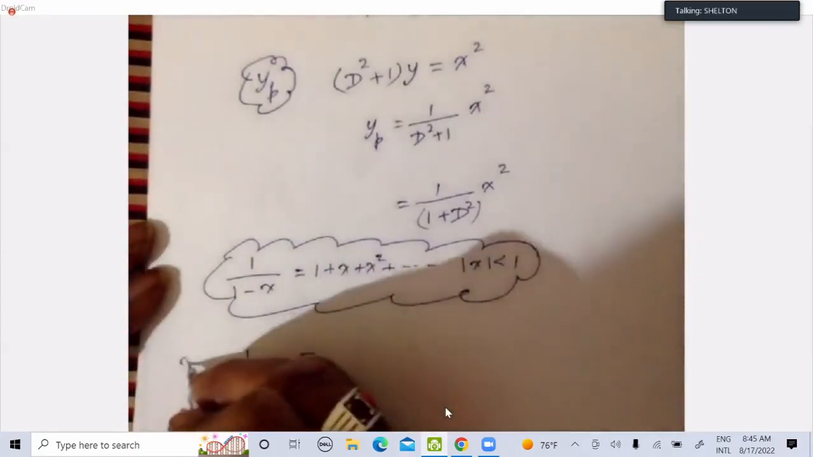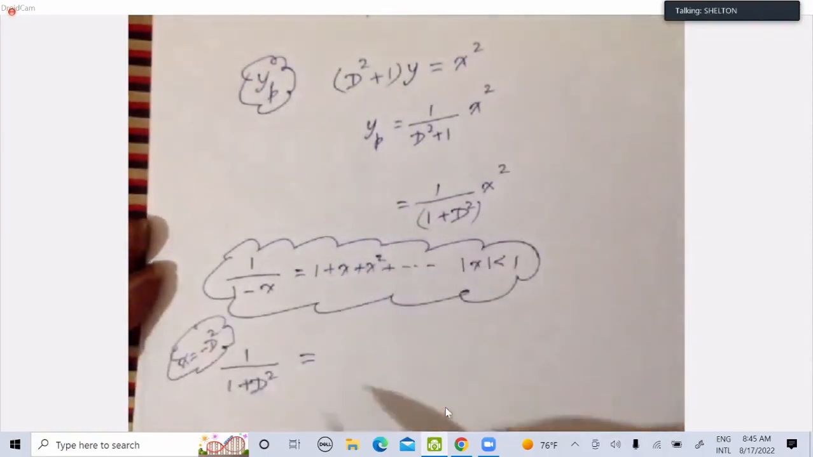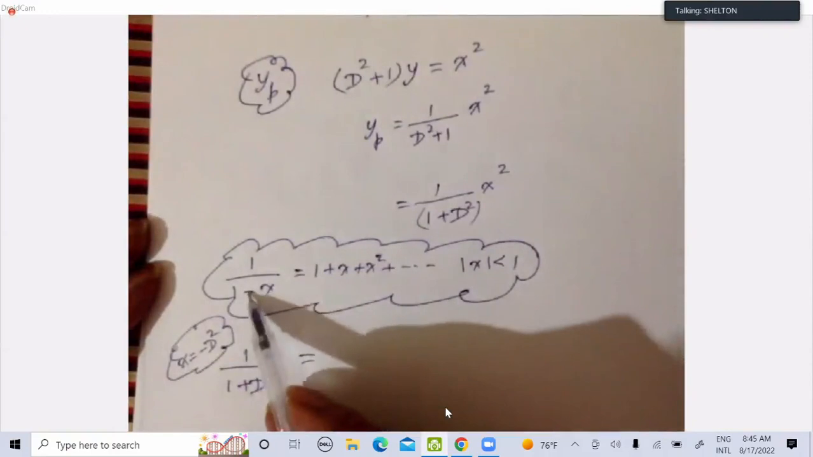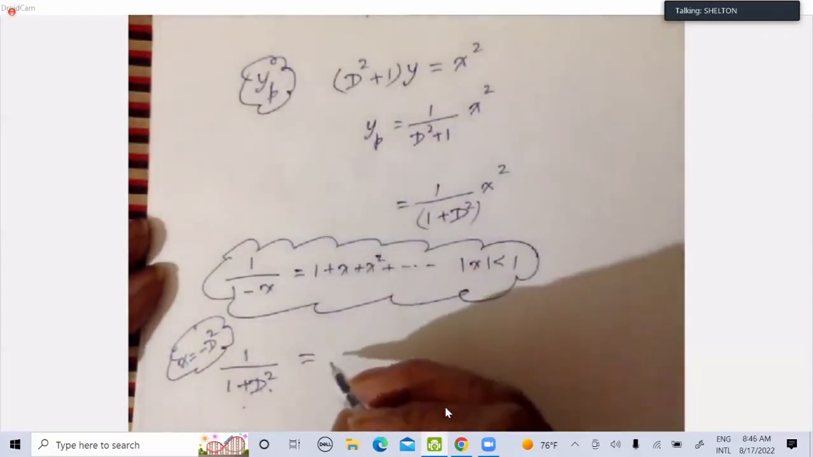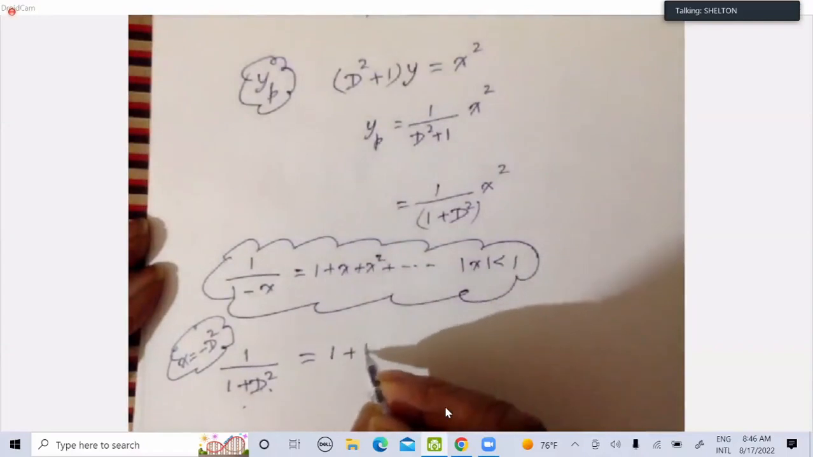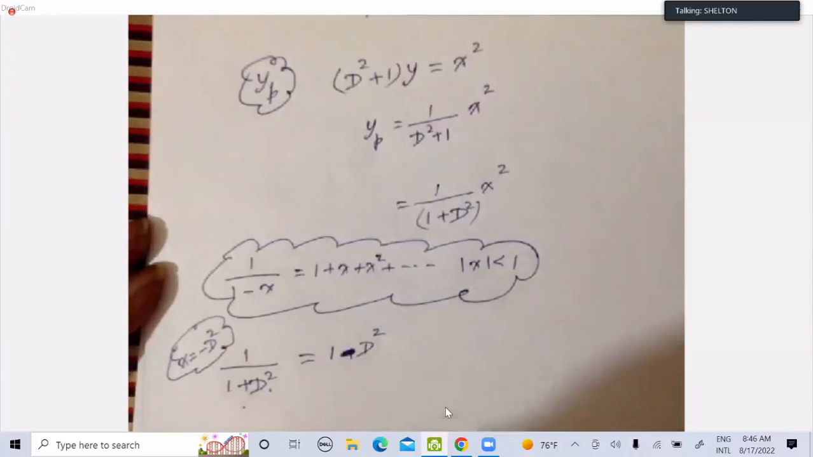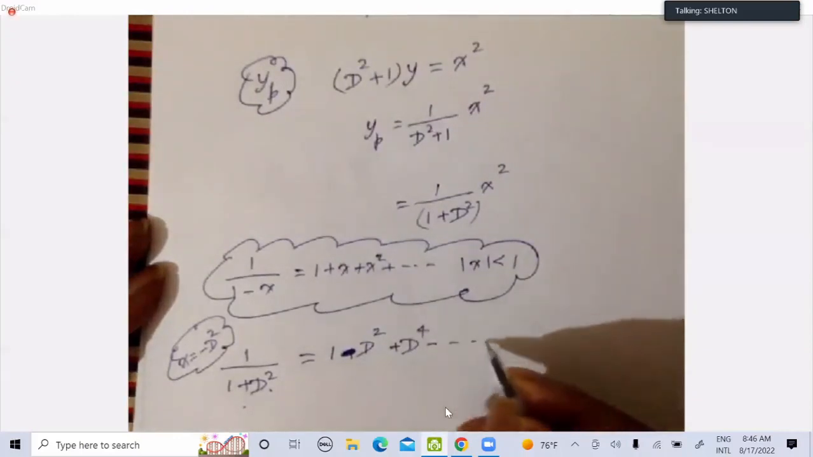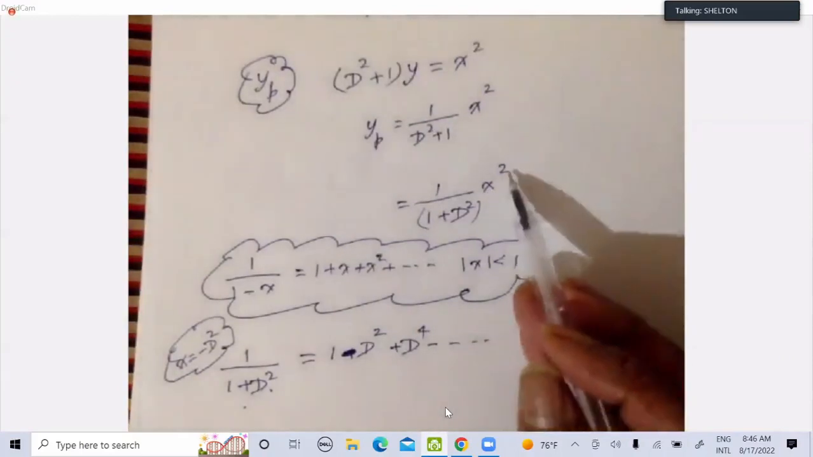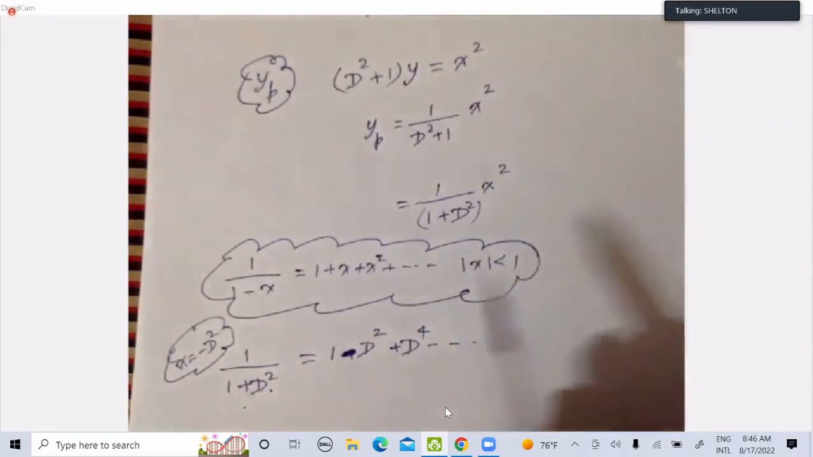Replace x by minus D squared. Minus x becomes plus D squared, giving 1 plus D squared. What is the series? 1 minus x is 1 plus D squared, so x is minus D squared: 1 minus D squared plus D to the power 4 minus and so on. We don't care because this is x squared. When you go to D to the power 4, the derivative becomes 0.